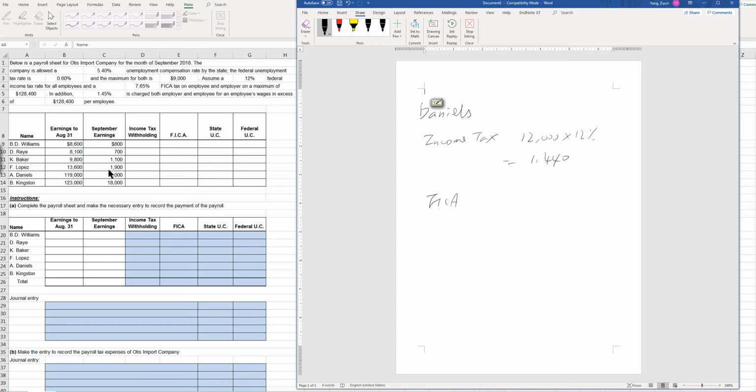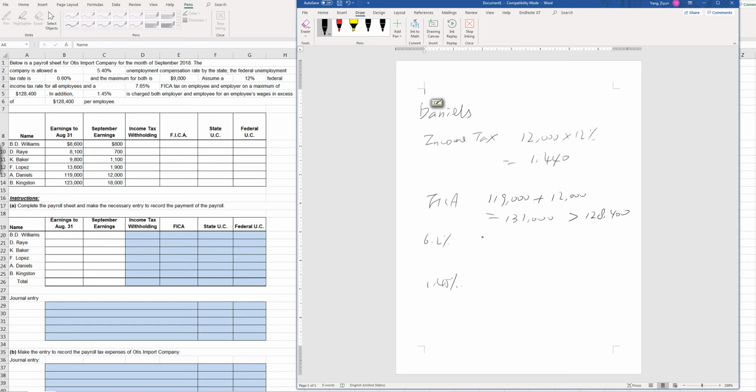Okay, let's talk about FICA. Daniels' compensation is pretty high. It may reach the cap in September. So let's do the calculation. It's compensation to August plus the September compensation. So we're going to get $131,000. It's going to be above the cap. So we're going to calculate the 6.2% and the Medicare 1.45% separately, because there's no cap for the Medicare, but there's a cap for the 6.2% FICA tax.